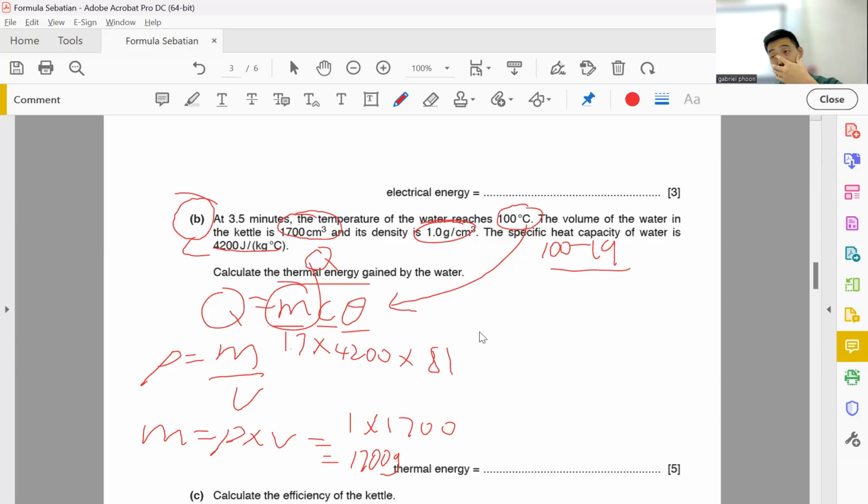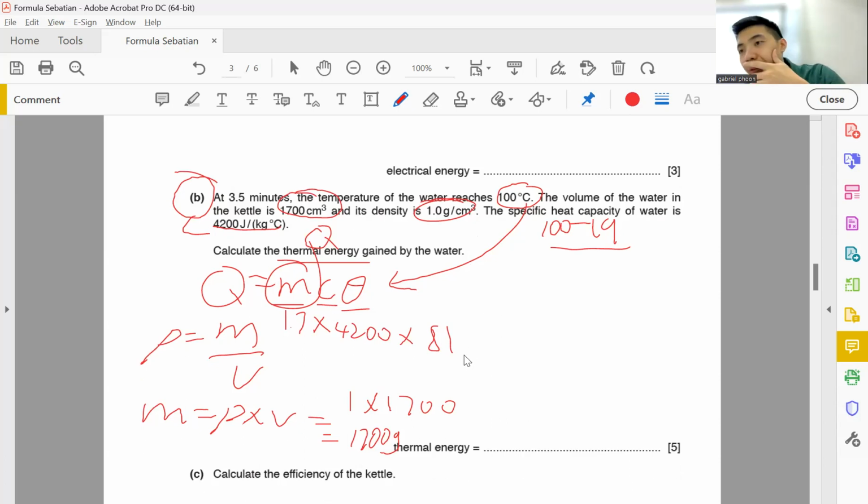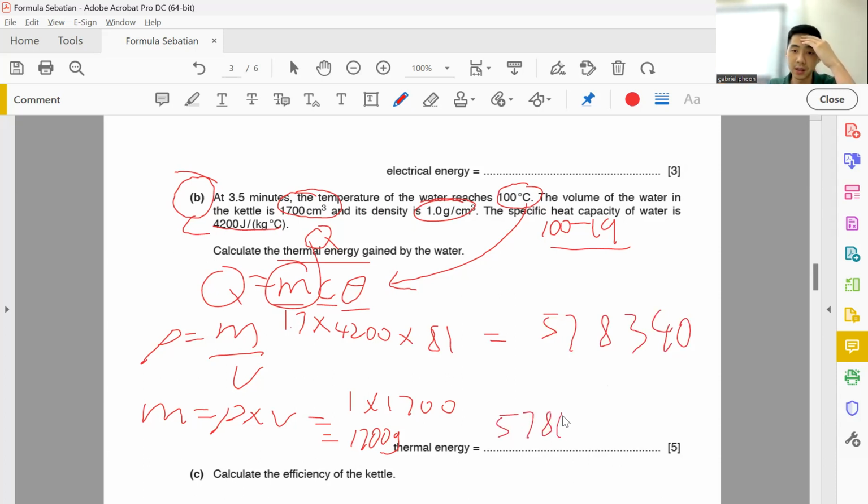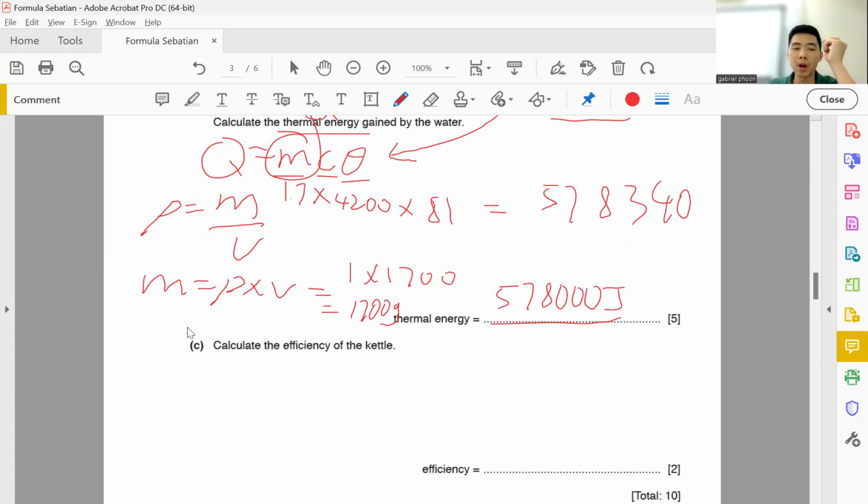Okay, so from here, I think you end up with 5, 7, 8, 3, 4, 0. You get a raw number, which you will use later on. The raw number would have been 578,340, which you put into 3 significant figures would have been 578,000 joules. Right. Now, when you calculate the numbers based on your previous numbers, you should always use the raw number and not the rounded off number, guys.